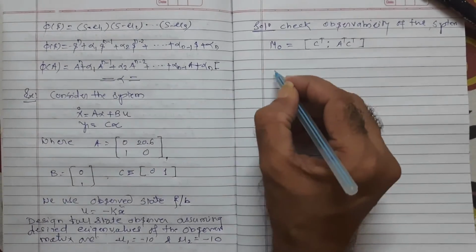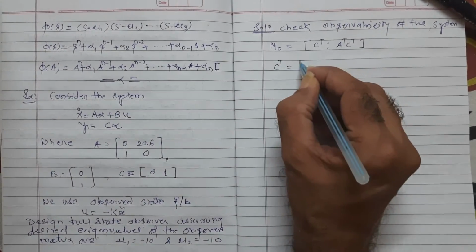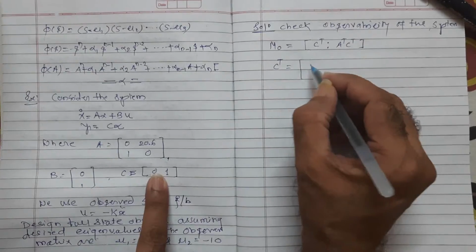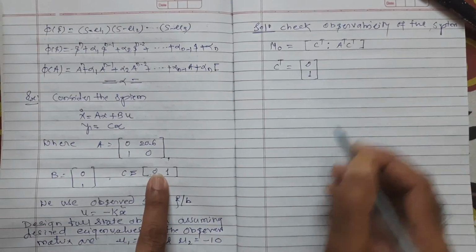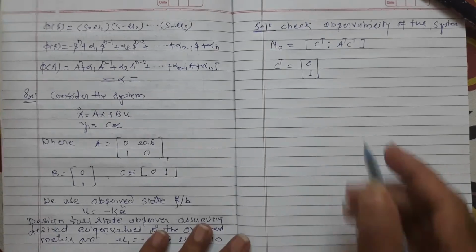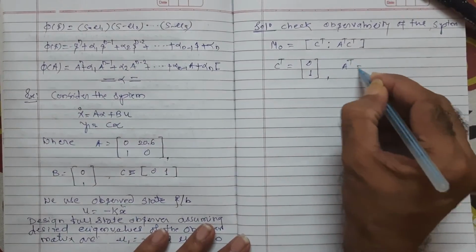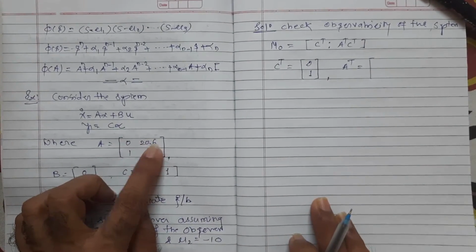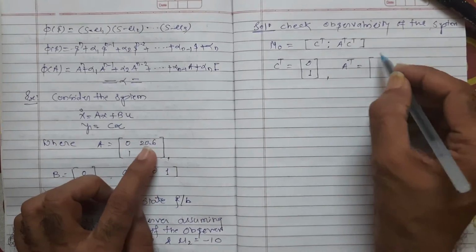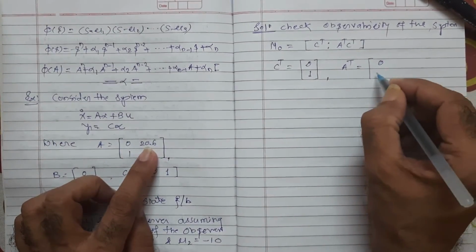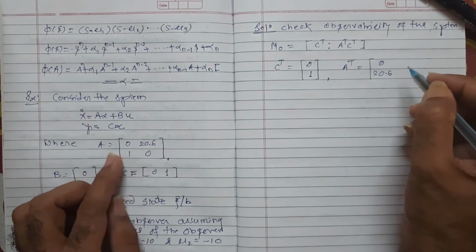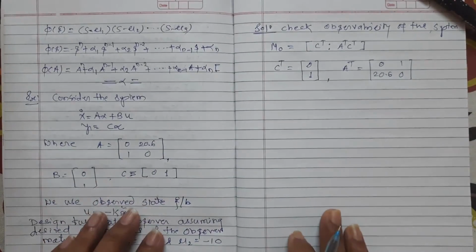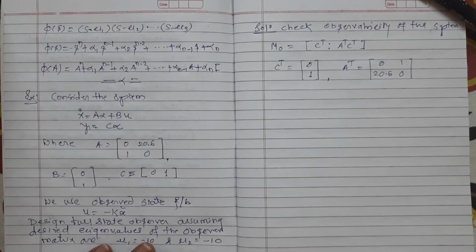C transpose: C is [0 1], this is the row, it gets converted into a column, so this is [0; 1]. And A transpose: A is [0, 20.6; 1, 0], so the first row gets converted into the first column, that is 0 and 20.6, and the second row, that is 1 0, becomes the second column. This is the transpose.